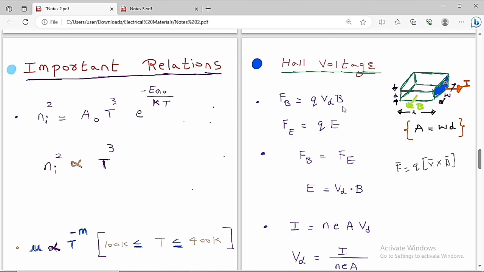After taking the magnetic value, Q into what is V? The drift velocity. We know a certain velocity, that is called drift velocity. So Q into Vd into B.